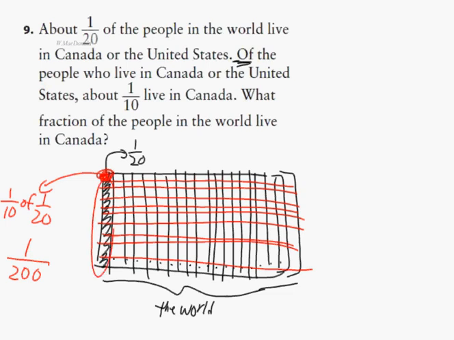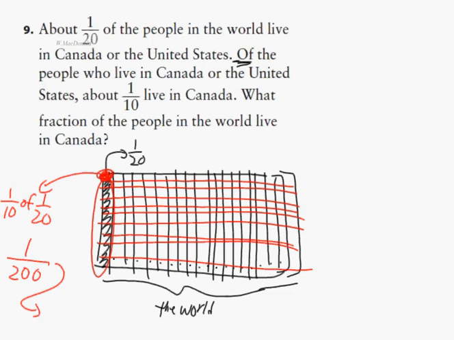This is all the US right here. 9/10 is the US, 1/10 is Canada. So 1 square out of 200 represents Canada in the population. Now, that's as a fraction, so what percent's that? Does anyone know what percent that is?